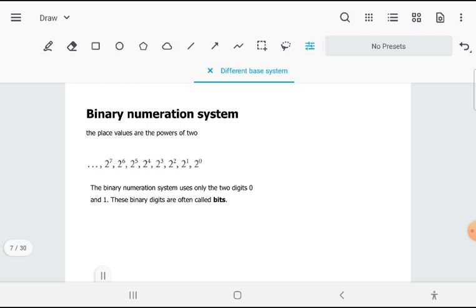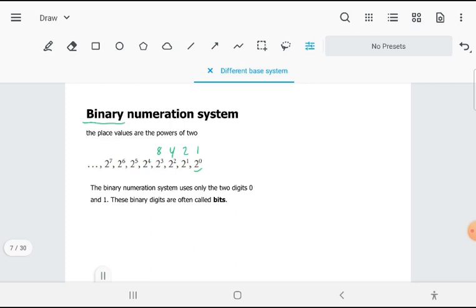So, talking about the binary numeration system first. Of course, when we say binary, that's 2, diba? So you have base 2 raised to the power of n. So 2 raised to 0 is 1, 2 raised to 1 is 2, 2 raised to 2 is 4, 2 raised to 3 is 8. So you have 1s and 2s and 4s and 8s as your place value system, and so on.